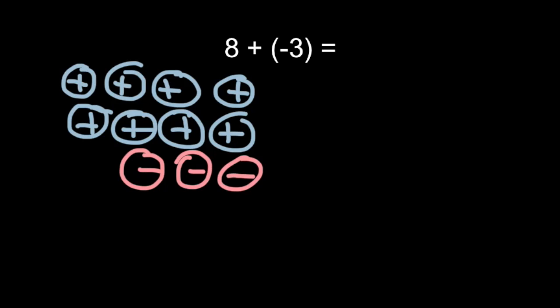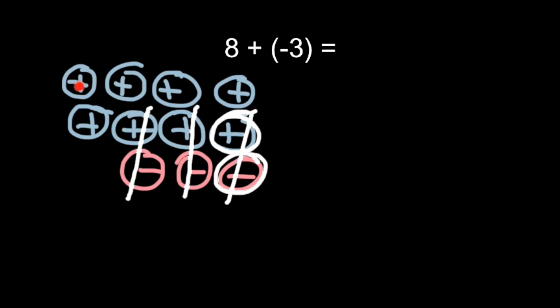plus a -3. And we know that a positive 1 and a -1 together become 0, so they kill each other and become 0. We don't need them anymore. This pair becomes a 0 as well, and this pair becomes a 0 as well. And we can see that we have 1, 2, 3, 4, 5 positives left. So the answer of 8 plus -3 is positive 5.